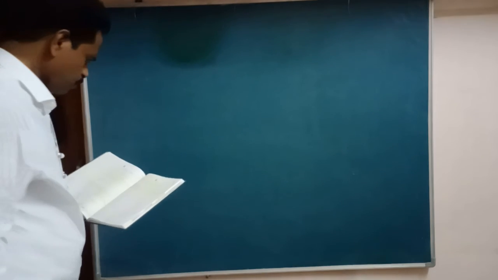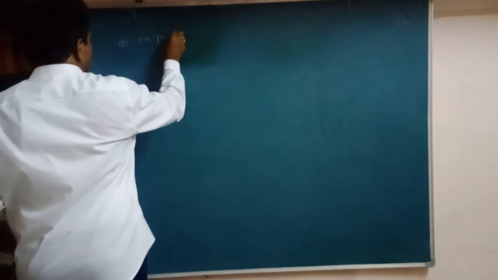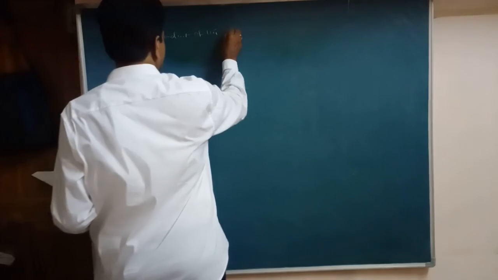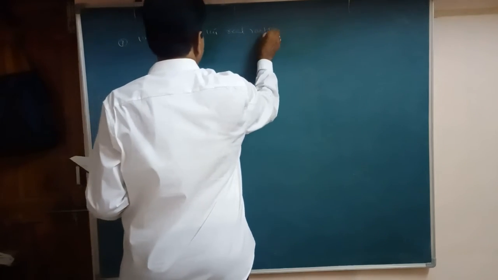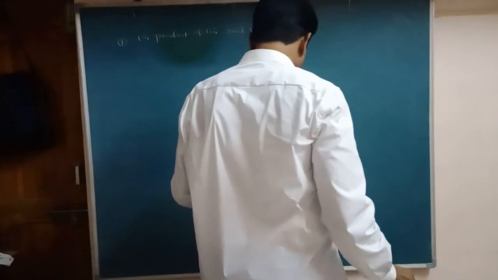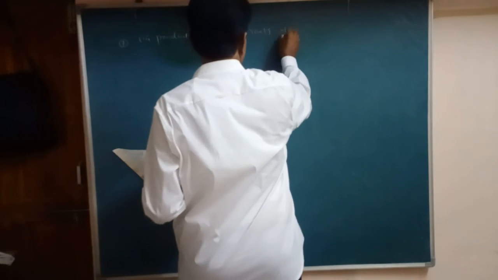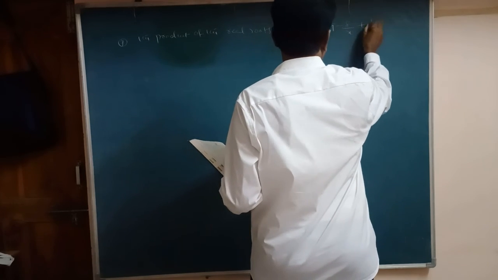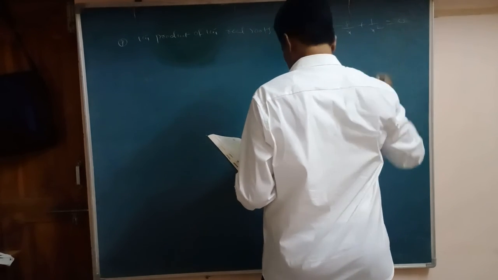Next one. The product of the real roots of x square minus 8x plus 9 minus 8 by x plus 1 by x square equal to 0.